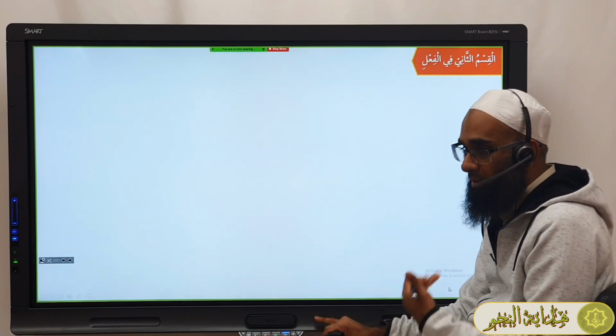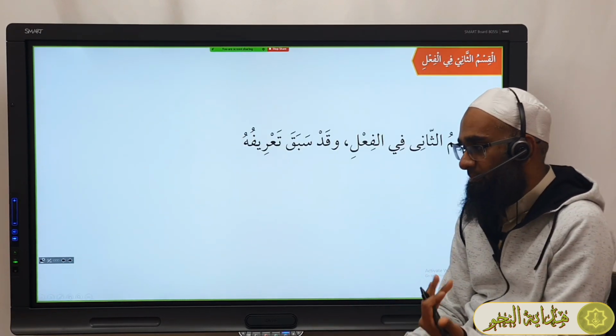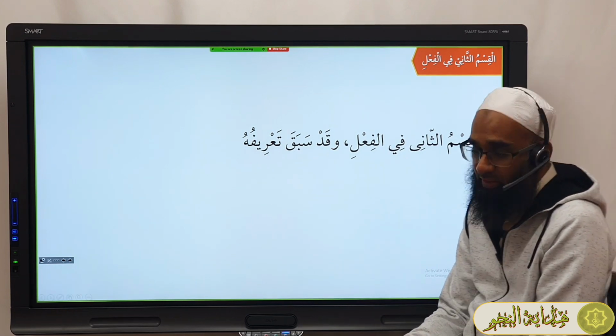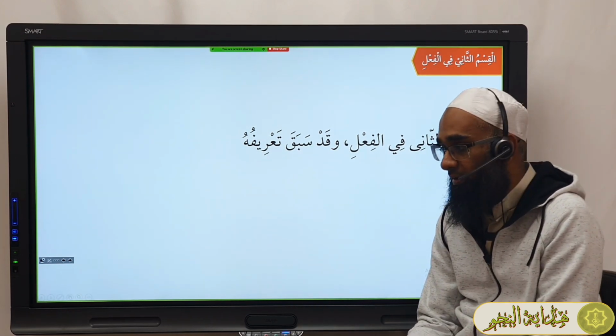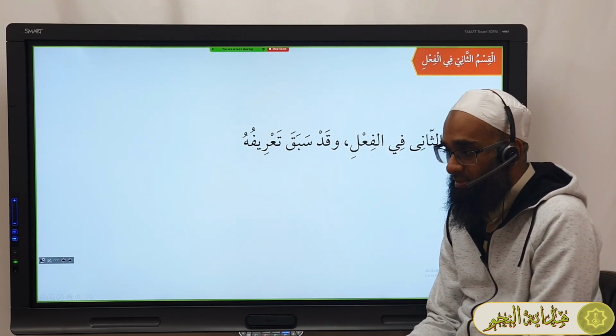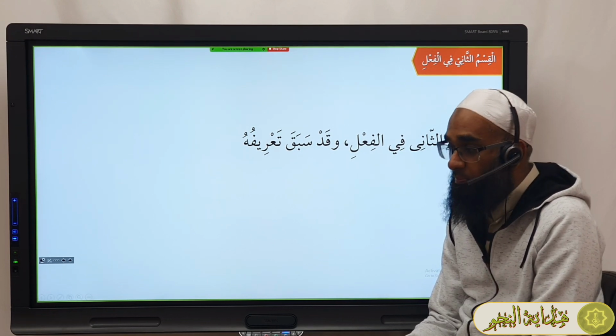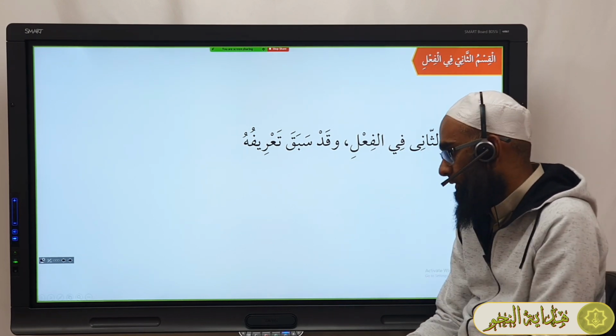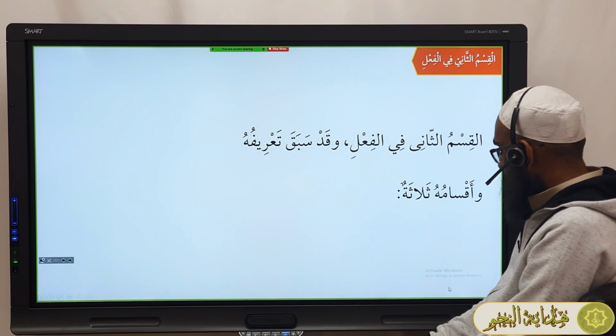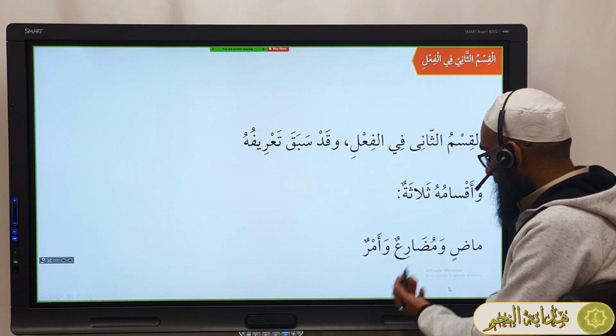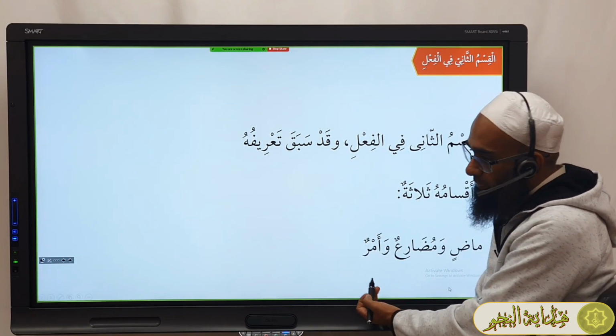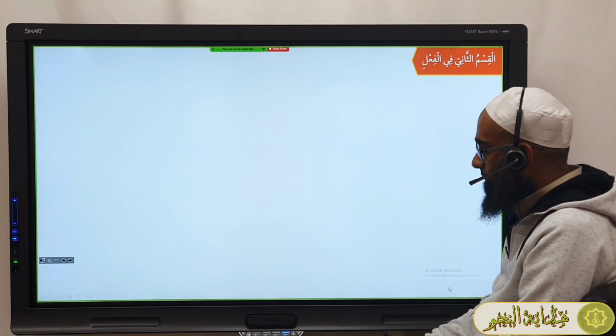So before we move into any of those, he has a few preliminary things he mentions. He says, al-qism thani fil fa'il. The second qism is regarding fa'il, and we've already discussed its definition before, when we were at the beginning of the book. Okay. وأقسامه ثلاثة, and it is of three types: ماض ومضارع وأمر. There's no need to discuss this.